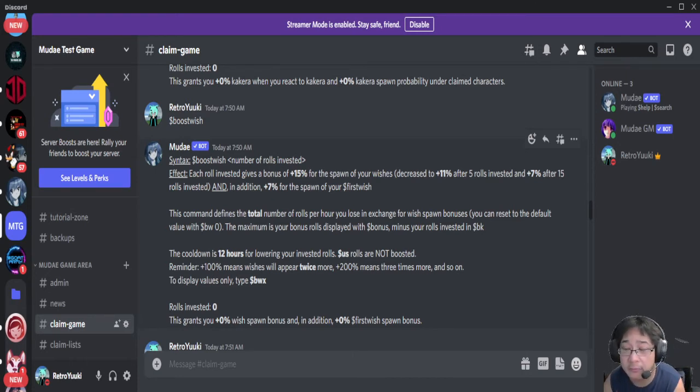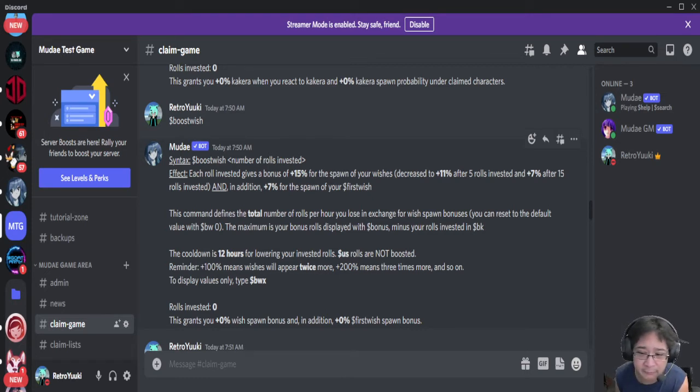Okay, the command defines the total number of rolls per hour you will lose in exchange for wish spawn bonuses. You can reset the default with $BW0, and the maximum for your bonus rolls is $bonus minus what you invested in $BK. The cooldown is 12 hours. And $US rolls are not included.